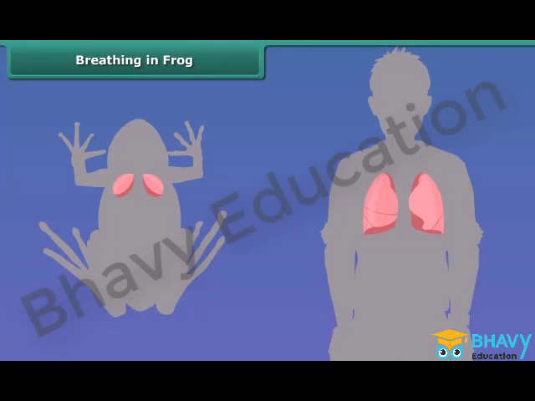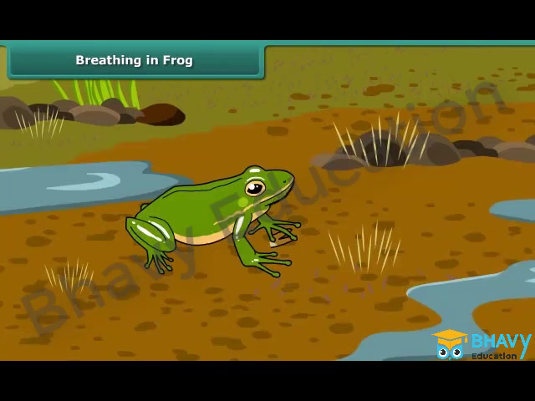Frogs, like human beings, have lungs. They use their lungs for breathing, but since their lungs are not well developed, they use two other types of respiration. One is buccal respiration and the other is cutaneous respiration.